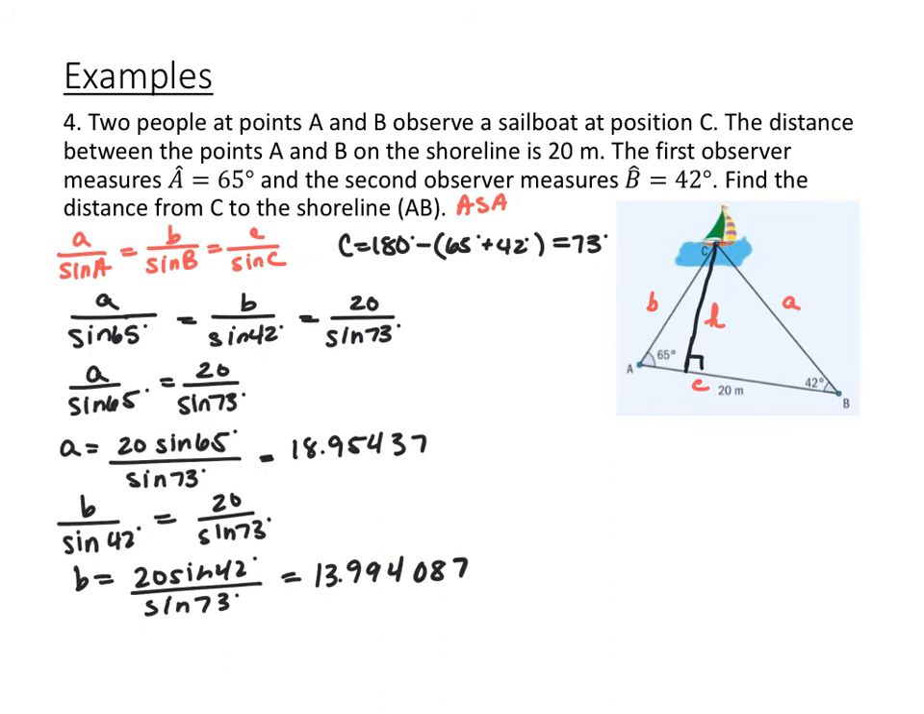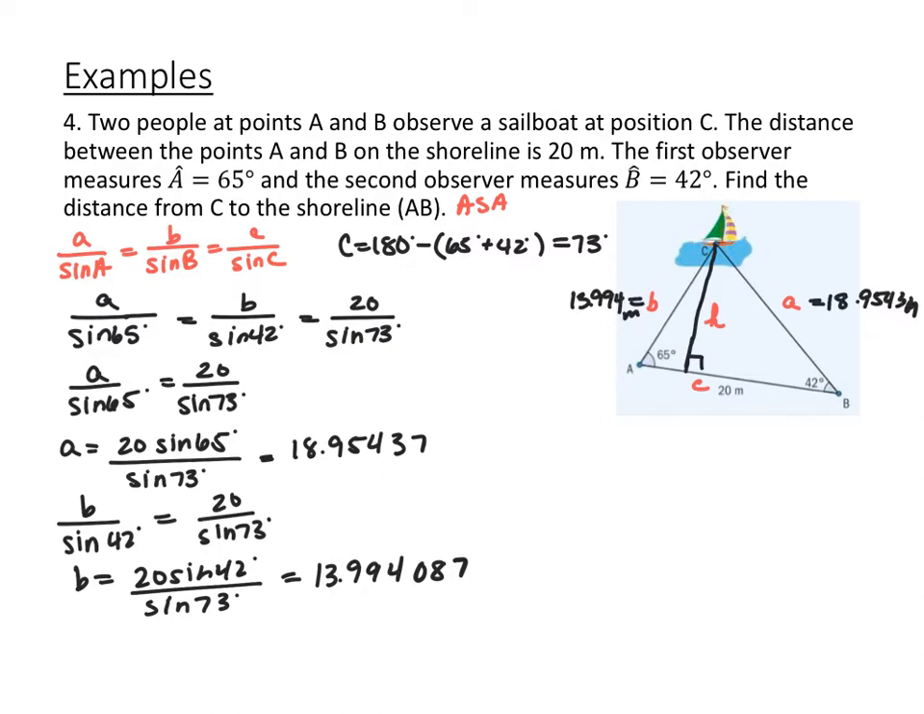So we have an angle-side-angle triangle. Again, I set up the law of sines. I found our missing angle C by the fact that all three angles have to add up to 180 degrees. So this angle C is 73 degrees, and I plugged my missing information into my law of sines.